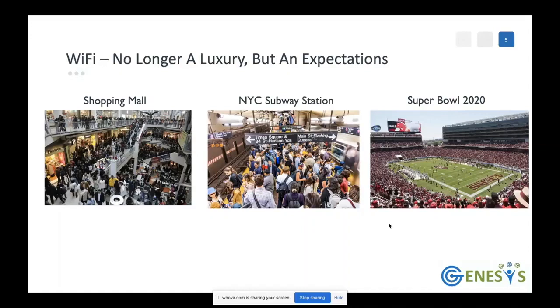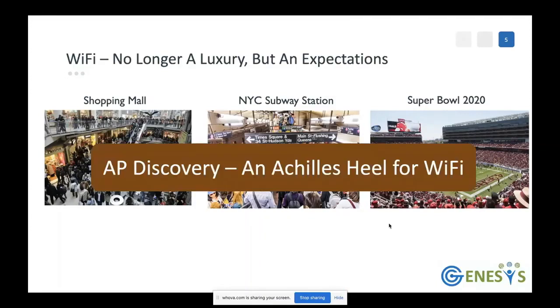This process of searching for an access point is called AP discovery. Along with you, there are thousands of spectators who are trying to find the access point. This simple process of searching for an access point causes a huge overhead on the Wi-Fi network. Therefore, AP discovery is said to be an Achilles heel for Wi-Fi, and this is especially true for dense Wi-Fi networks.